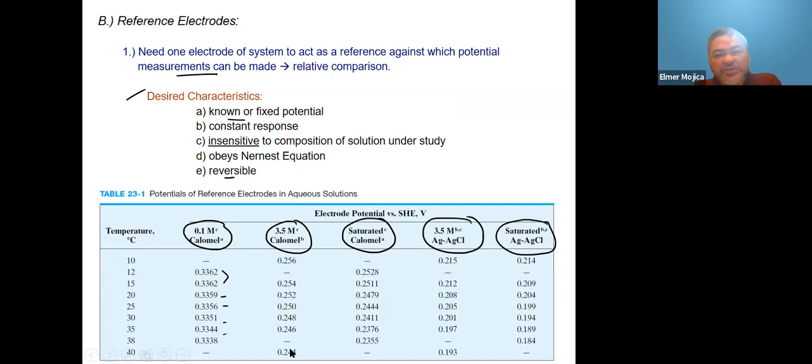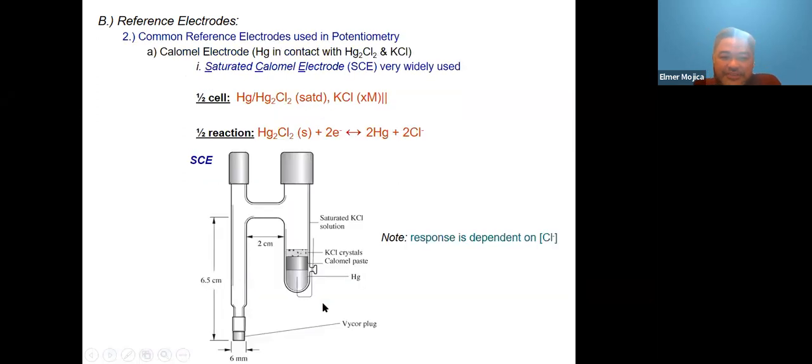Okay, but usually we only use this at room temperature. Unless you want to monitor an activity, like let's say at a much higher temperature. So you have to take that into consideration. So ano yung common na reference electrode na ginagamit, especially sa potentiometry?